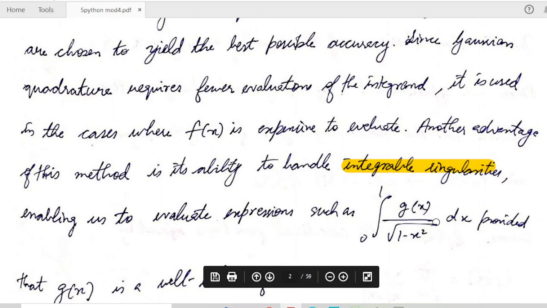In our limit we have 1, and at x equal to 1 the denominator becomes zero and the function tends to infinity, so we cannot evaluate the integral at this point. In such cases we can use Gaussian quadrature to approximate it.